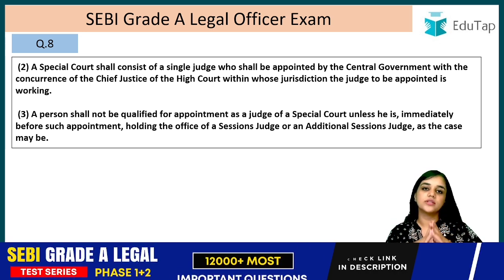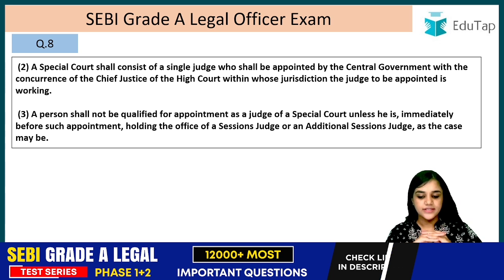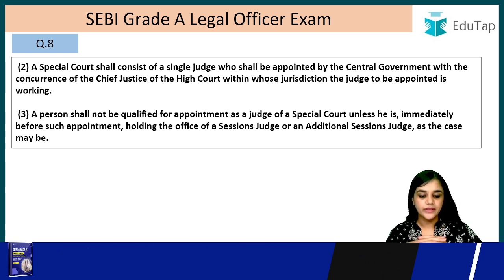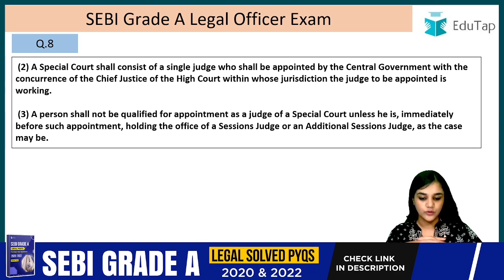Within whose jurisdiction the judge is to be appointed is working, right? So let's read it again. A special court shall consist of a single judge who shall be appointed by the Central Government with the concurrence of the Chief Justice of the High Court within whose jurisdiction the judge to be appointed is working.